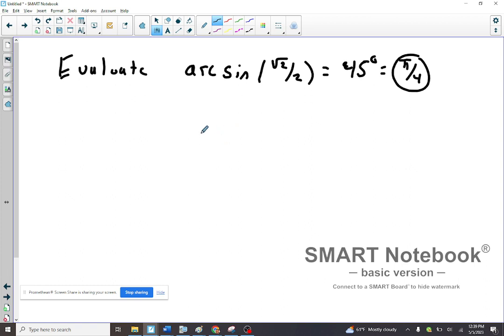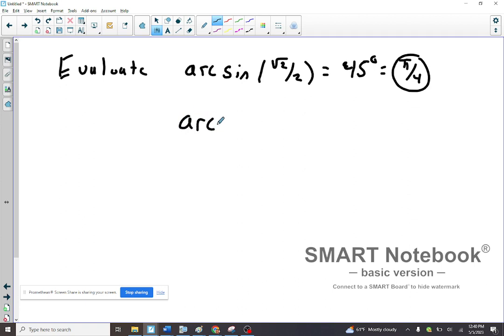All right, for this one, evaluate arcsine. When I say evaluate arcsine or arccosine or arctangent or whatever, you're thinking to yourself, where in the unit circle causes root 2 over 2? 45. Sine inverse and arcsine is the same thing. So 45 degrees is where it happens, which means you have to give your answer in radians, pi over 4. That's so easy.